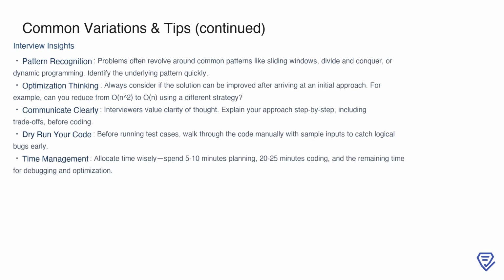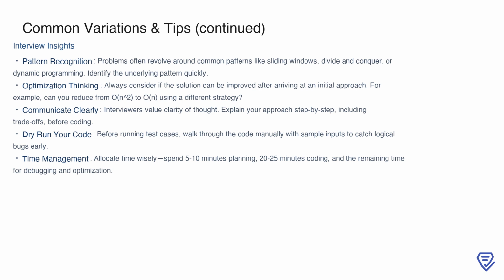When tackling coding problems, especially in interviews, there are a few key insights to keep in mind. First, pattern recognition is crucial. Many problems revolve around common patterns like sliding windows, divide and conquer, or dynamic programming. The faster you can identify the underlying pattern, the more efficiently you can approach the problem. Optimization thinking is another important skill. Once you arrive at an initial solution, always ask yourself if there's a way to improve it. For instance, reducing an n squared solution to n can make a huge difference in performance.